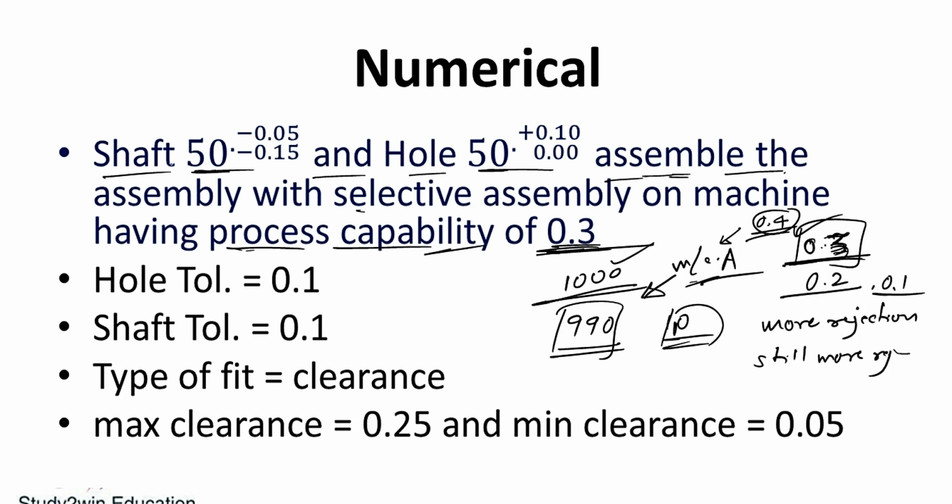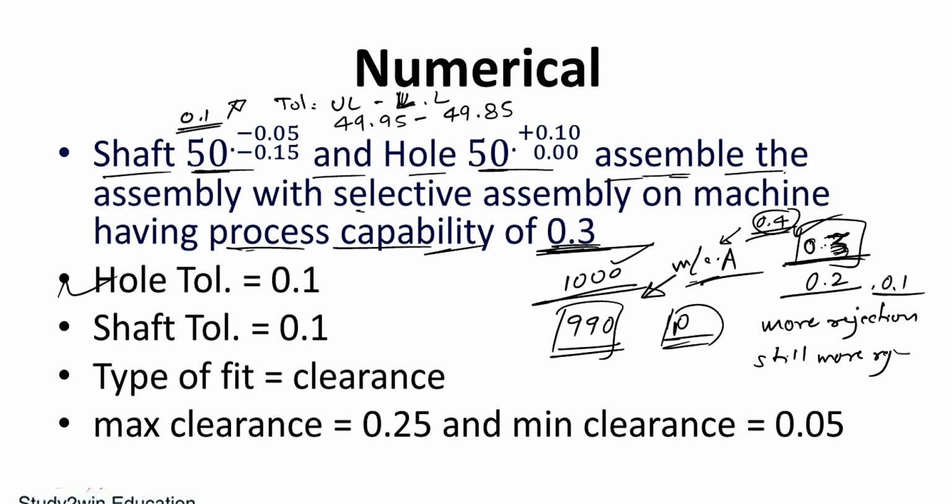We have a shaft here, we have a hole here. Let's check what is the tolerance of this. Tolerance can be calculated by upper limit of a part minus lower limit. Upper limit is 49.95, and lower limit is 49.85. So the tolerance is 0.1 in this case.